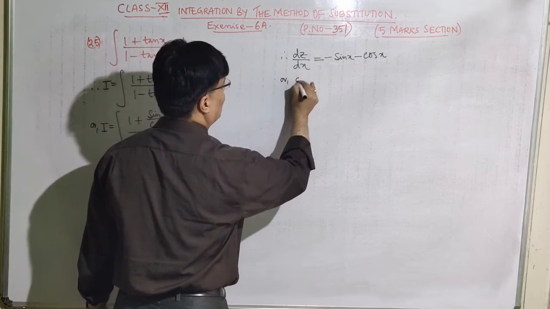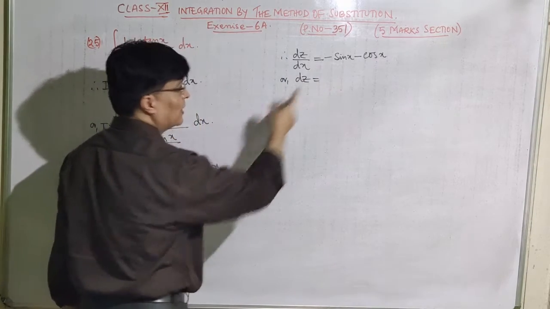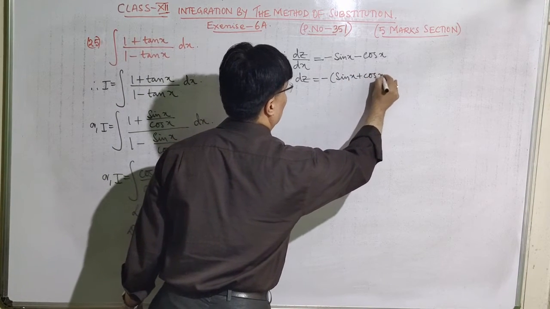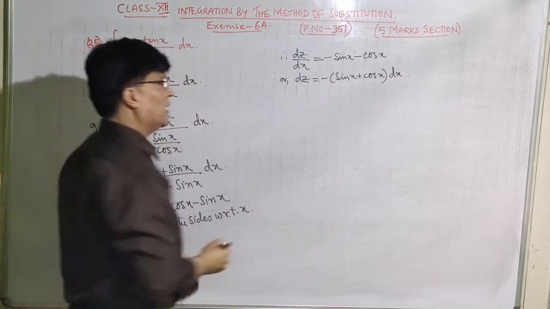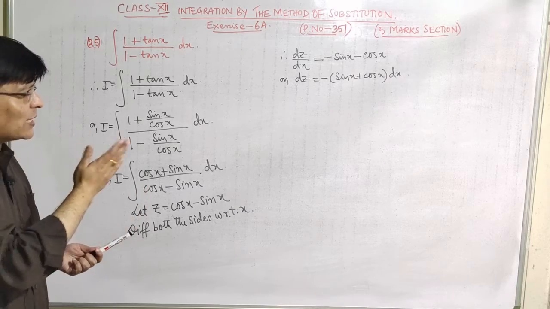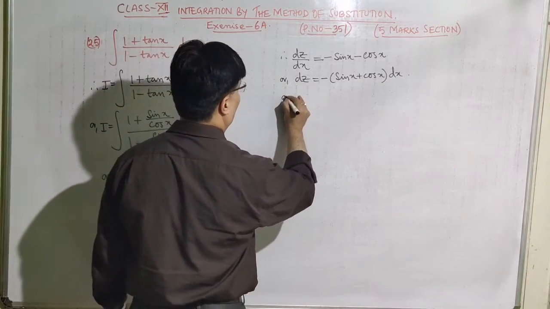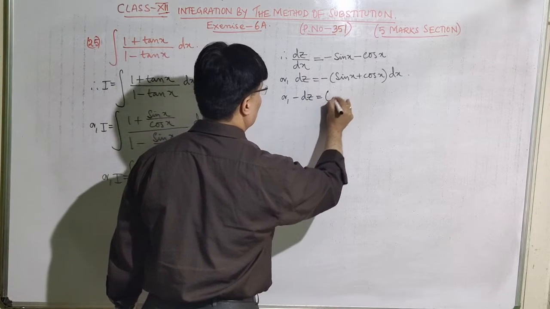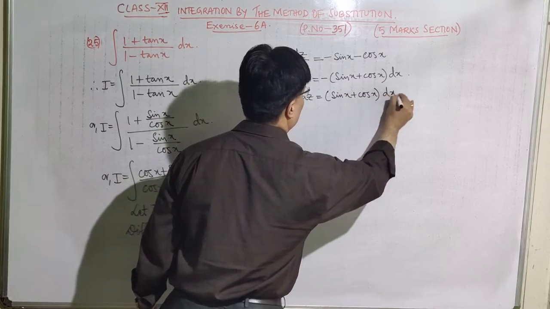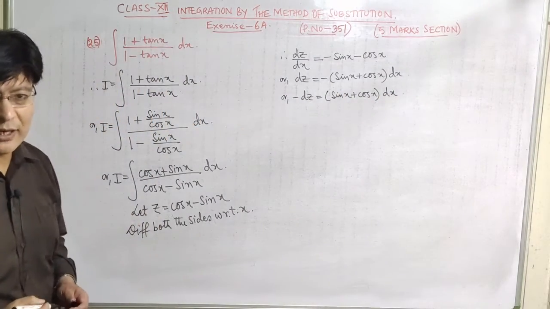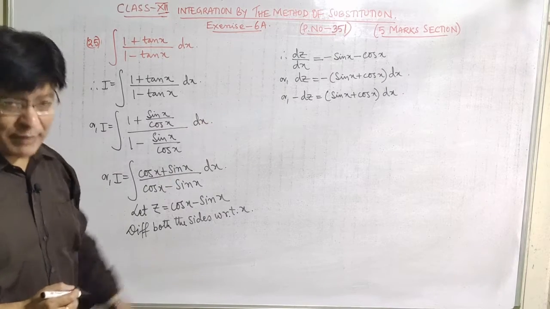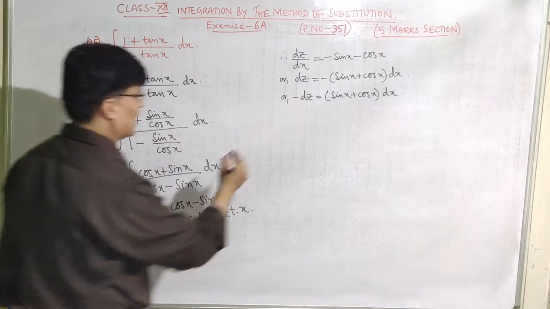Or dz is equal, let us cross multiply it, and here minus is common. So it is sin x plus cos x bracket closed, and what do we write? dx. That means we are getting the numerator, but that minus sign should be taken to the left hand side. So or it is minus dz is equal to sin x plus cos x bracket closed dx. Is that understood now? So we have got the value of the numerator, that is cos x plus sin x into dx as minus dz. So let us put these values in I.